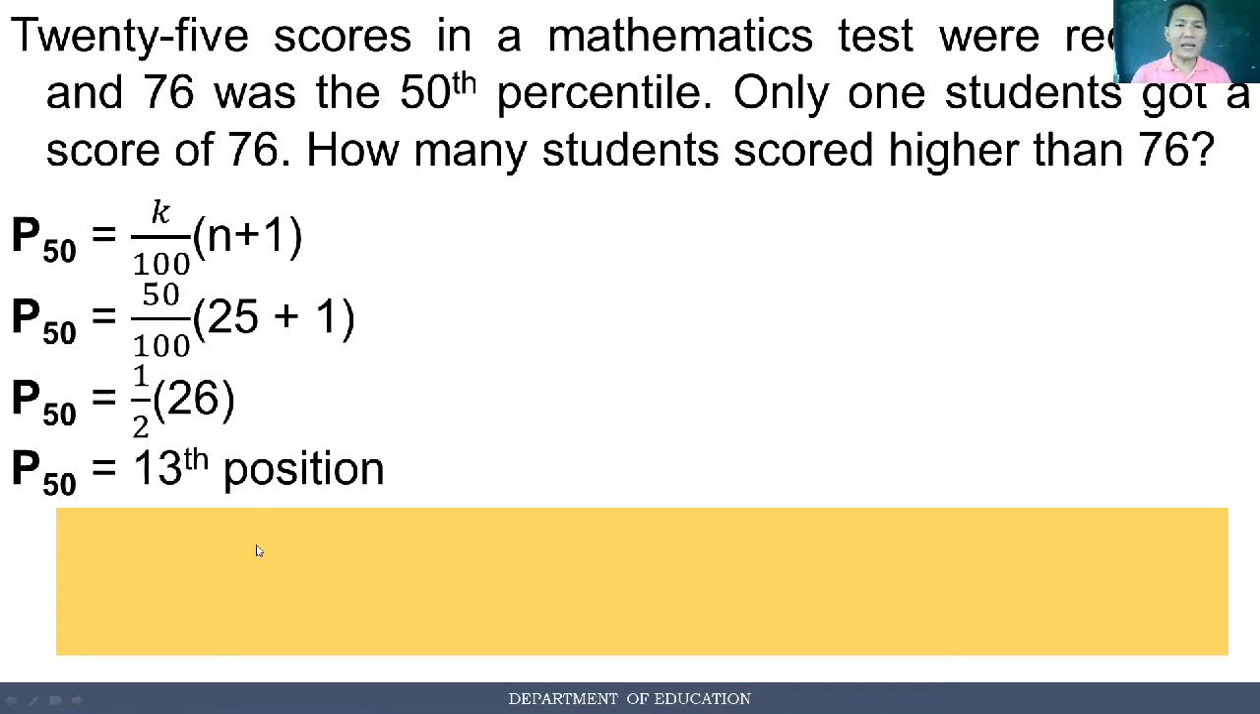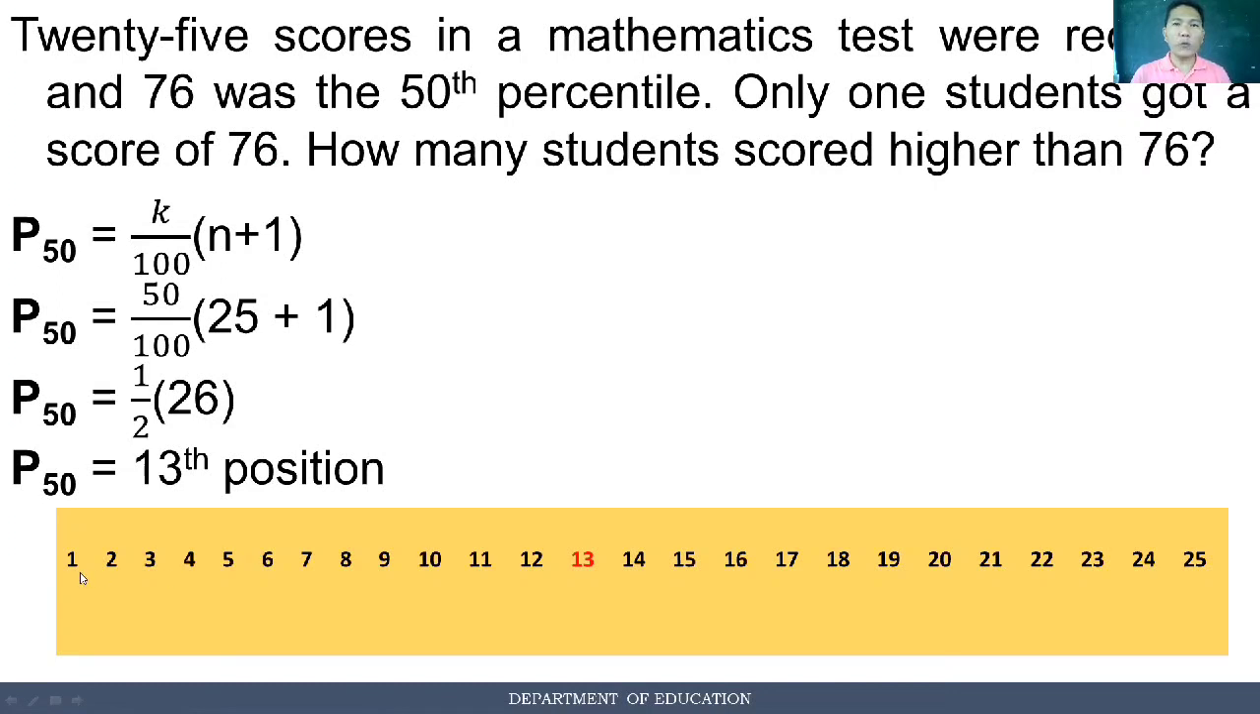Illustrating this, for 25 scores, 76 is located at the 13th position, and that is the 50th percentile. That means 50% of the data. So that is the location of the score 76, it is at the 13th position.